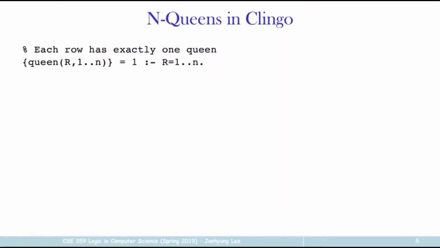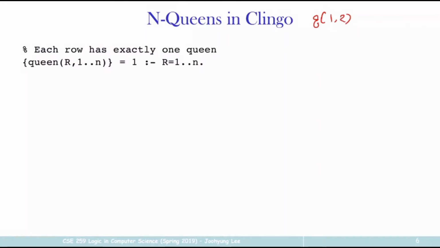So here is how we are going to use it. We will first denote the position of the queen as queen(R, C). When we see an atom like queen, let me abbreviate it as Q(1, 2), this means there is a queen in position 1, 2. 1 is the row number, 2 is the column number.